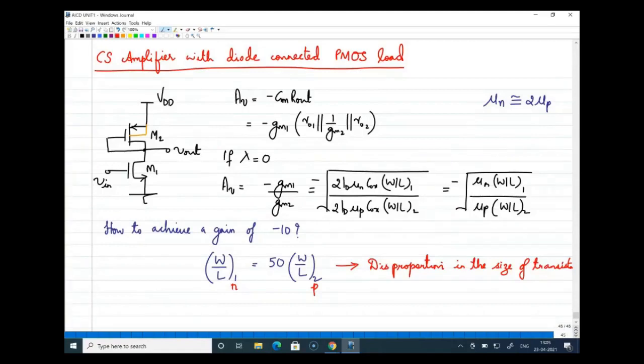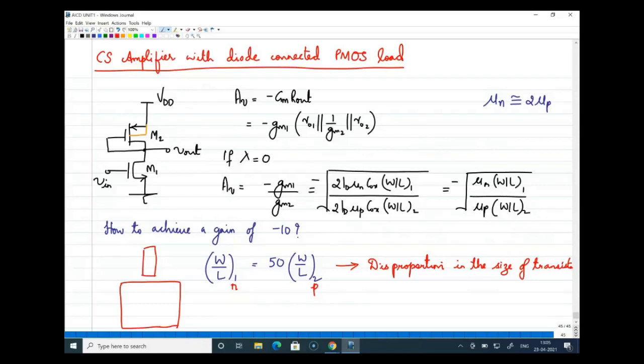I'll do that shortly. What you can observe here is when we try for a gain of minus 10 for this CS amplifier with the diode connected PMOS load, the NMOS and PMOS sizes are not in proportion. If NMOS is occupying this much area, PMOS size is comparatively smaller, something like this, right? What I have drawn here as red rectangles is the area occupied by both transistors on an IC, and you can see that there is a large disproportion.